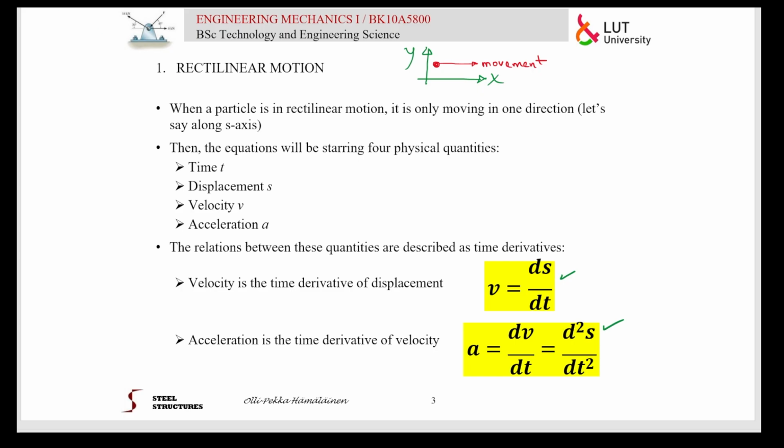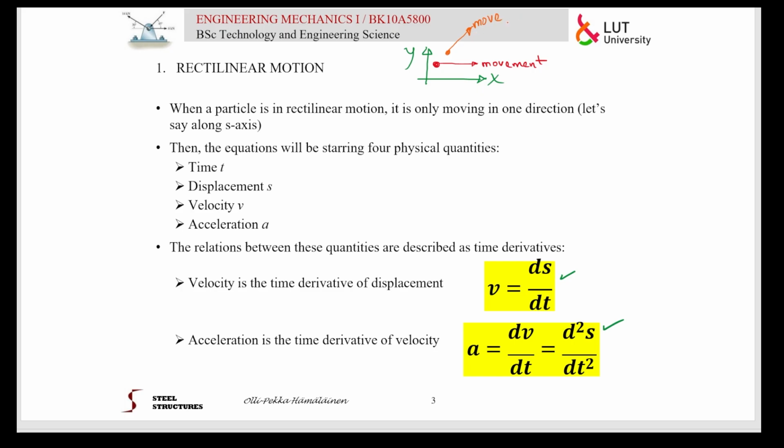Now, you might say, well, what happens if I have another particle here and it's moving along this axis, which is not aligned with the coordinate or Cartesian axis here? Well, the particle is also moving in a rectilinear motion. The only thing is that the direction of that movement is not aligned with the coordinate axis.